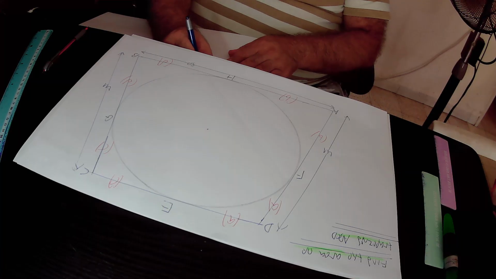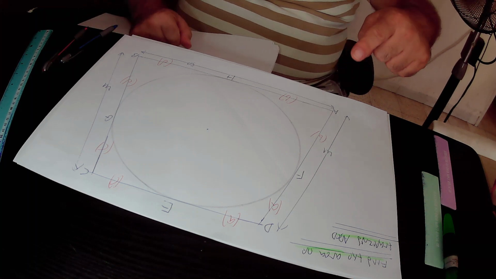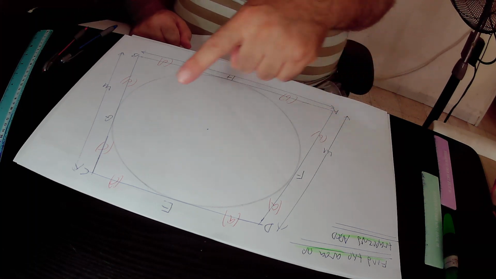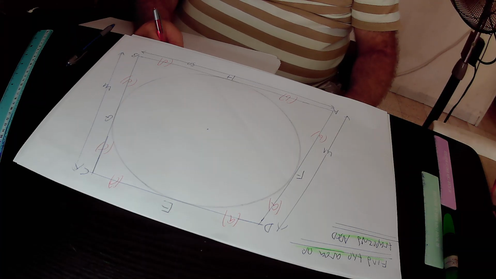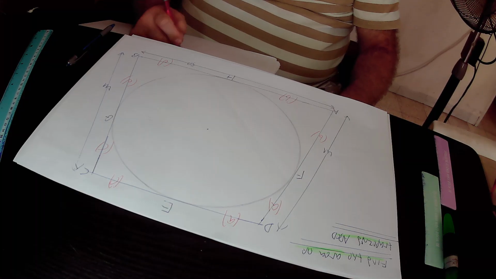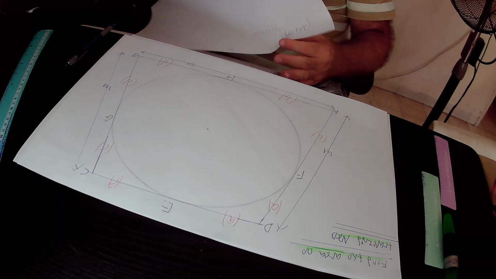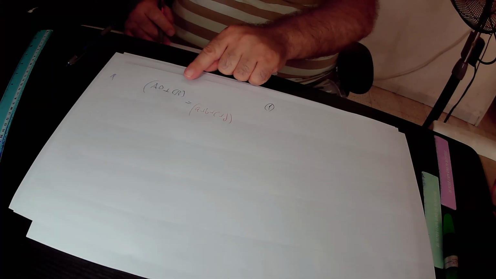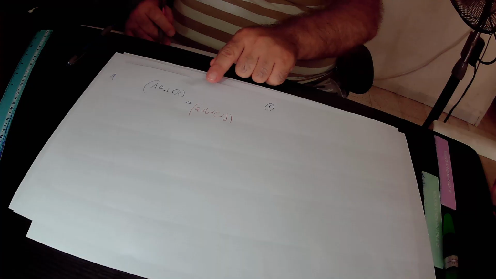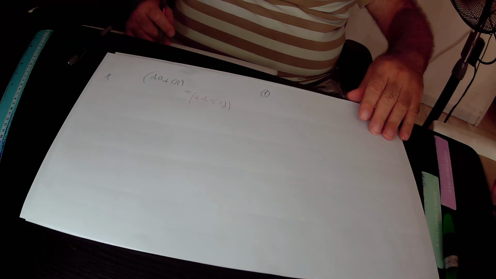AD plus CB equals A plus B plus C plus D. And again, we should find out that side AD plus the opposite side CB, trapezoid ABCD, equals A plus B plus C plus D.